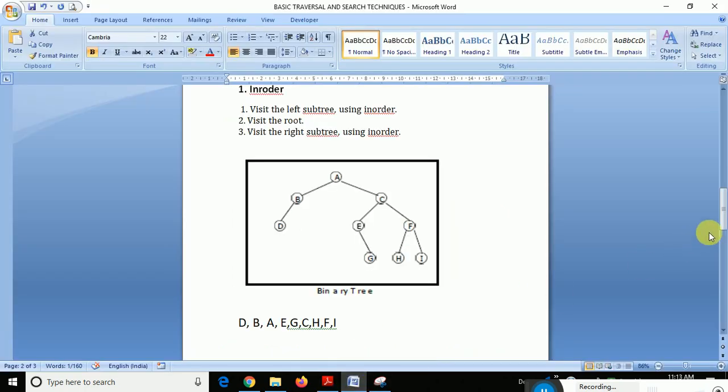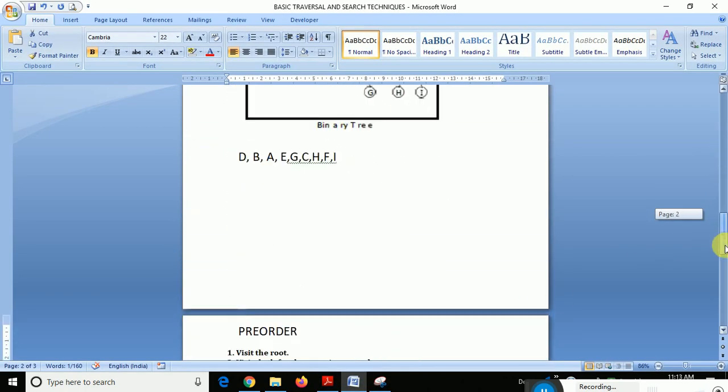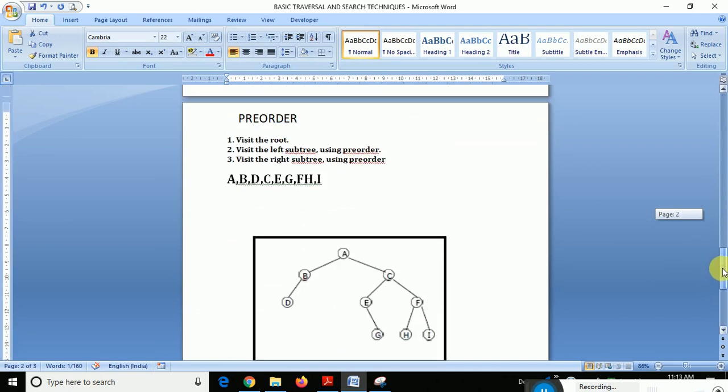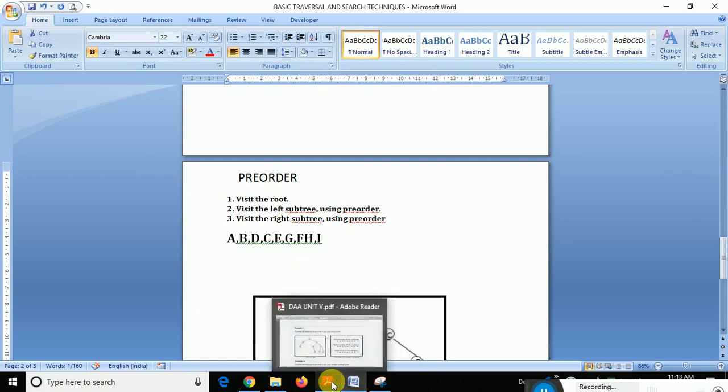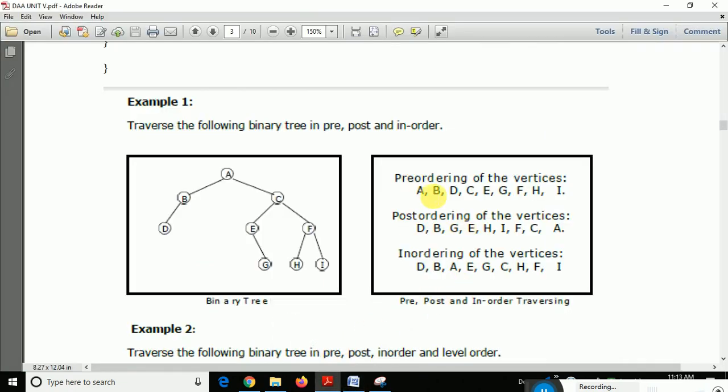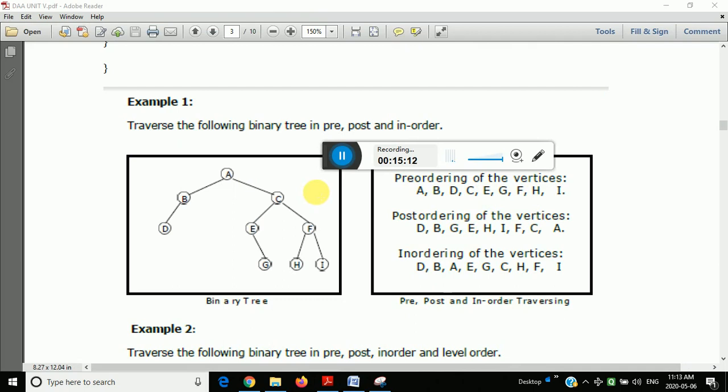So last, that is pre-order. Where is the pre-order? Pre-order is here. A, B, D, C, E, G, F, H, I. Go here, A, B, D, C, E, G, F, H, I, that is pre-order is done. So I hope you understood how this works, pre-order, in order and post order. Try to solve the rest of the graphs. Thank you.